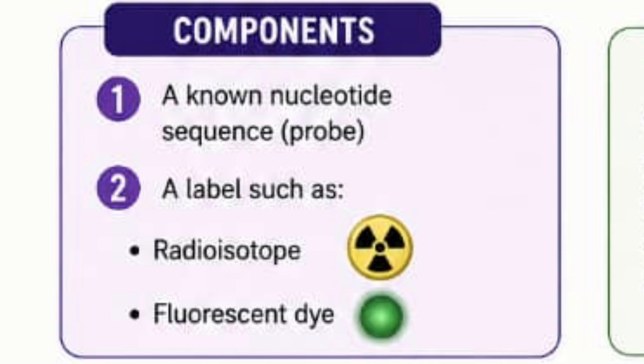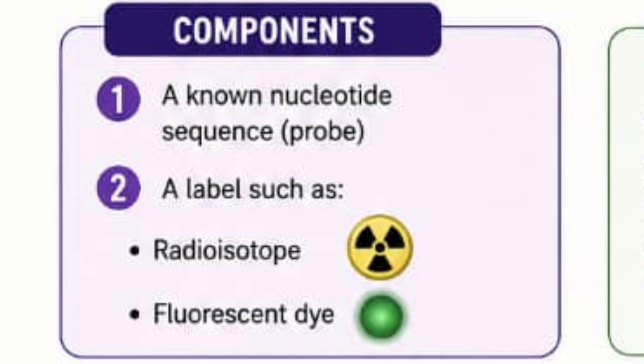First of all, you have to have a known nucleotide sequence and also the label. So you have a probe and you have a label. A probe and a label. That's the complement of a molecular probe. The probe is a known nucleotide sequence, and the label should be a radioisotope or a fluorescent dye.